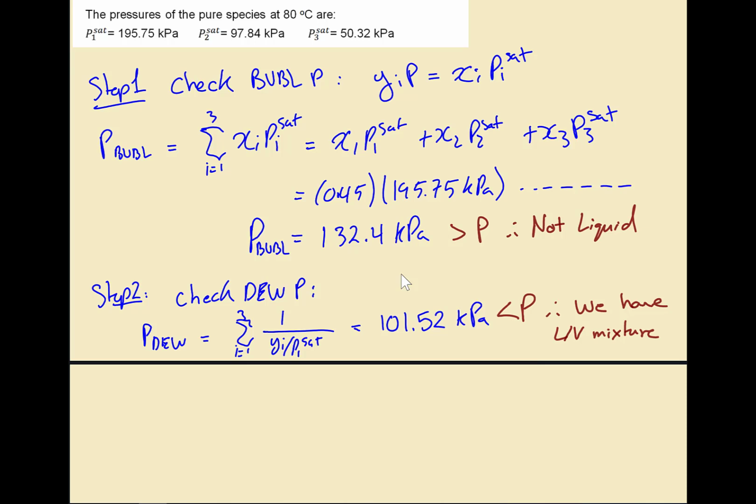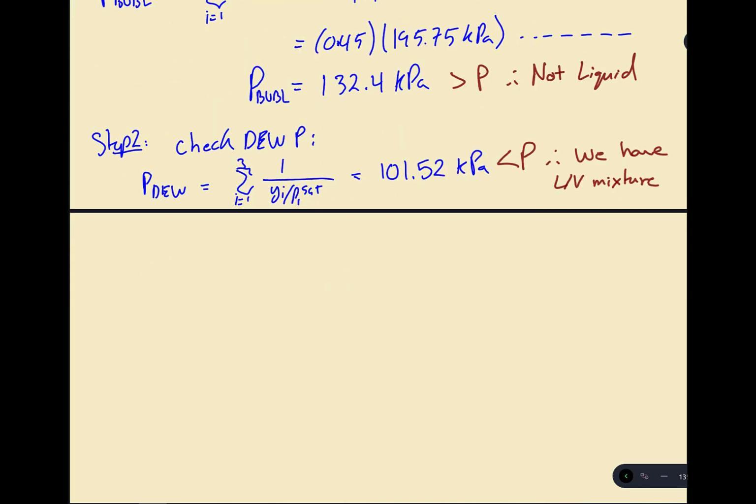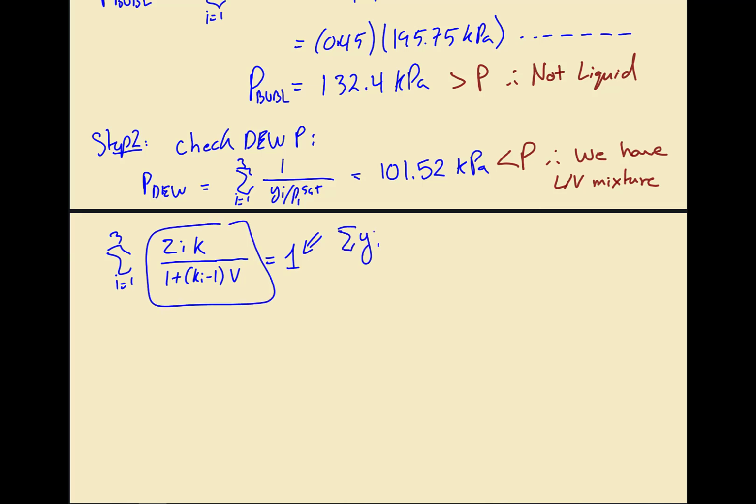So now we're going to evaluate what the K values are, because I'm going to need them. Where am I going to need them? I'm going to need them in the equation that I showed in the slides. I'll just write it down here: the summation from i equals 1 to 3 of z_i K_i divided by 1 plus (K_i minus 1) times V. This summation should equal 1, where this would be the summation of my y's. Why? Because each one of these would be a y. This is derived for the flash calculations.